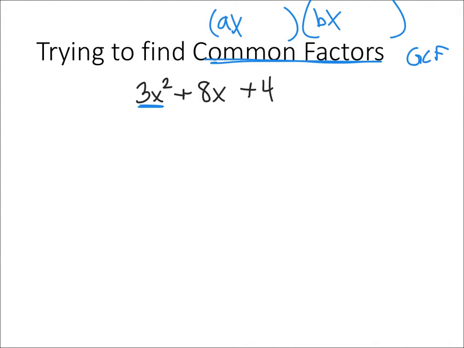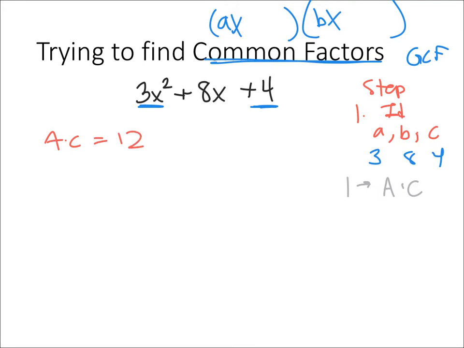But again, one of our first steps is that we need to identify B and C. And if we can do that, we also need to identify A. In this case we have 3, 8, and 4 as A, B, and C. If we look at our rules, our step 1 rule was to multiply A times C. So we're going to multiply the outside terms together, and we get A times C equal to 12.